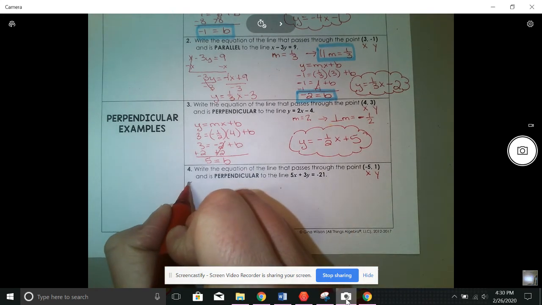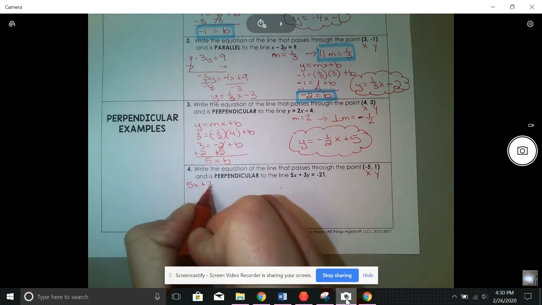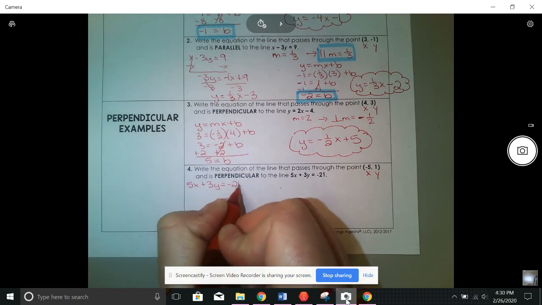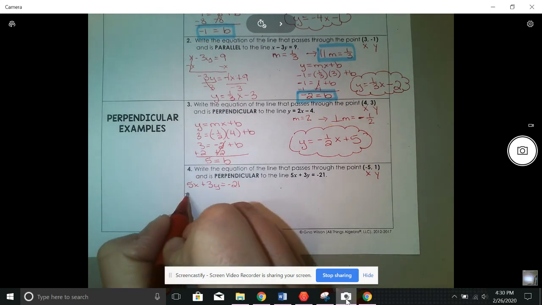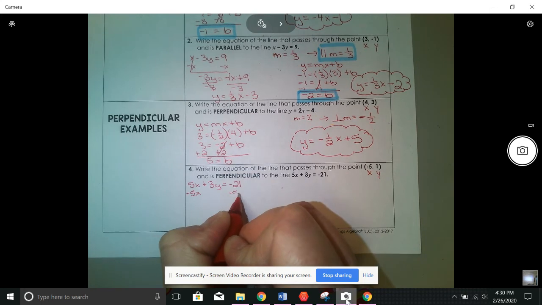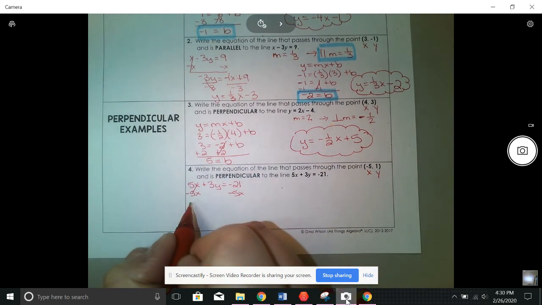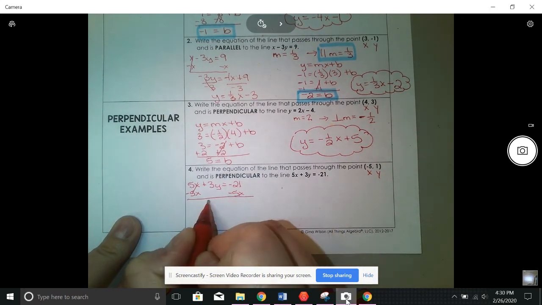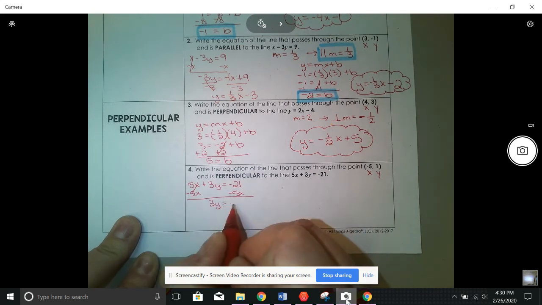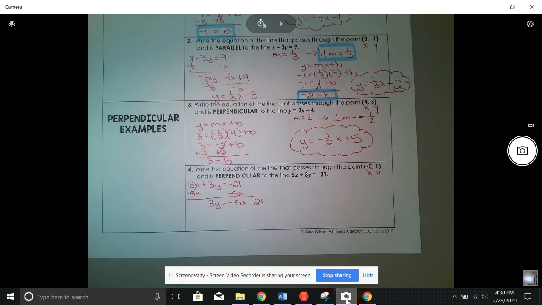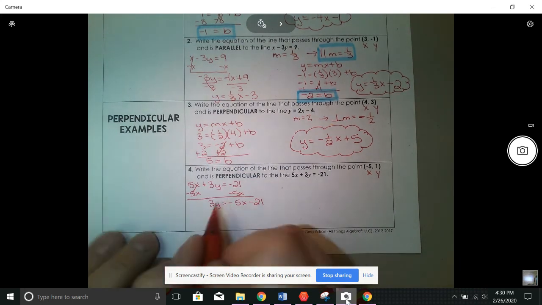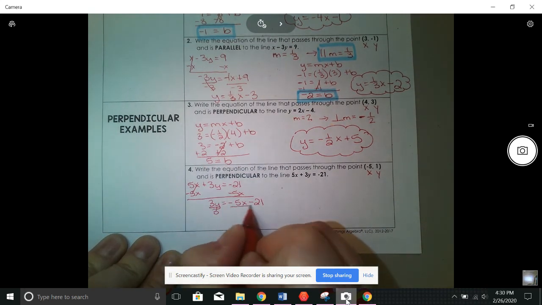I have to turn this standard form into slope-intercept form, which means I have to solve for y. The first step I'm going to do is subtract 5x on both sides. And now I'm going to be really smart about how I write it so it starts to look like y equals mx plus b. I'm going to write negative 5x first and negative 21 second. Now I need to get rid of the 3 that's in front of the y. It's being multiplied right now, so I'll divide to get rid of it.